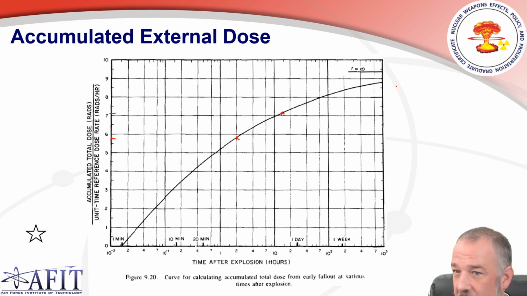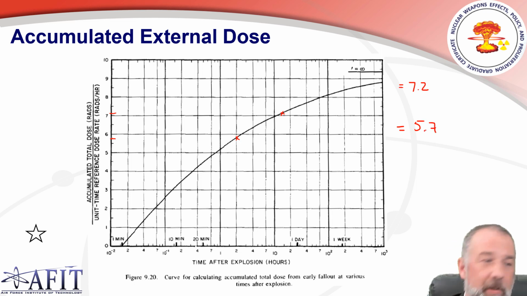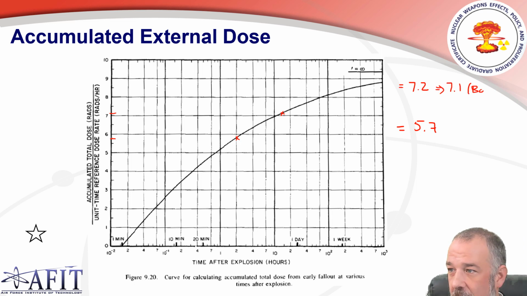So this is going to be our accumulated dose over reference dose. This is going to be equal to, we'll call it, 7.2. And the one down here is going to be equal to about 5.7. That's a pretty good estimate. The book is a little bit different. The book says that this one is 7.1, and that this one is 5.8.